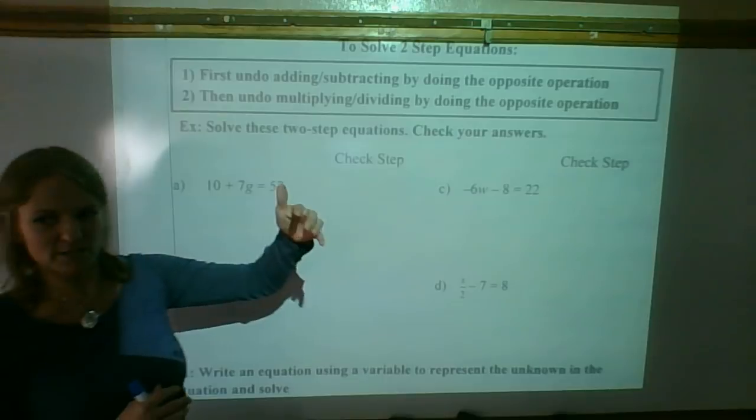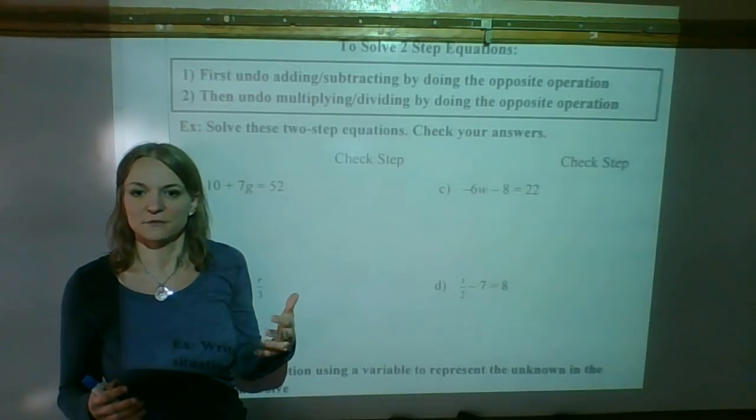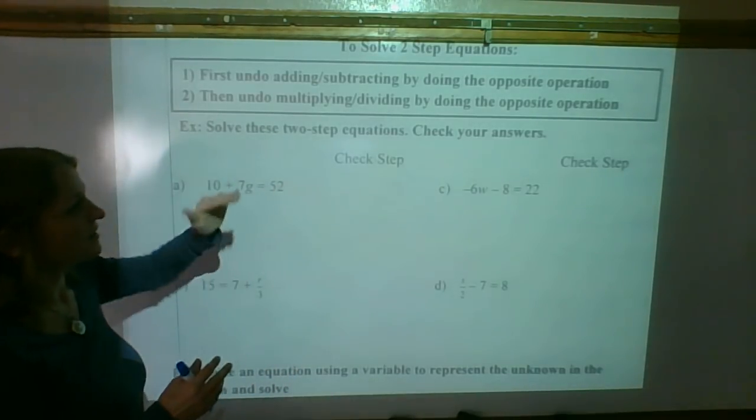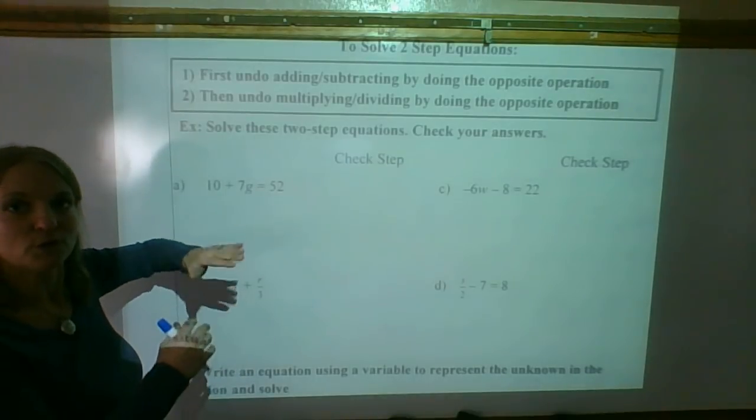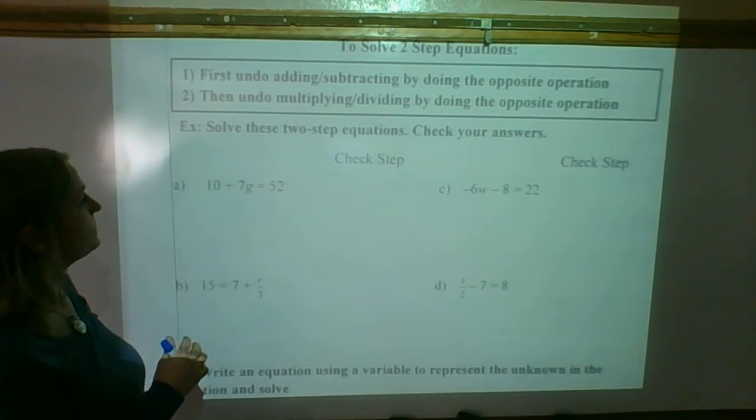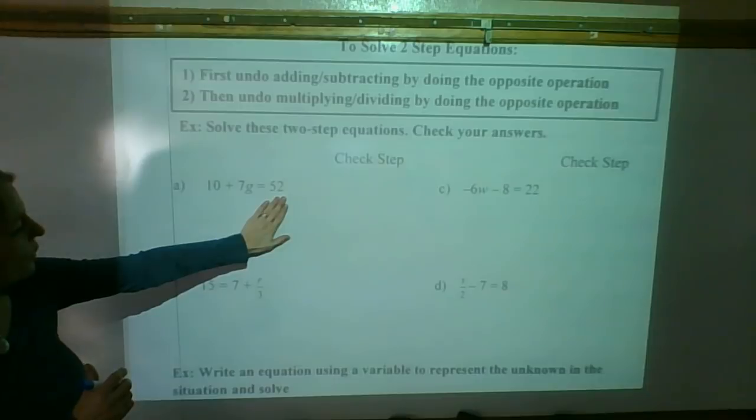So why do we do it in that order? It's kind of the opposite. Since you're undoing a problem, it's the opposite of your order of operations, right? Adding and subtracting is normally the last thing you do, so it's the first thing you do when you undo it.